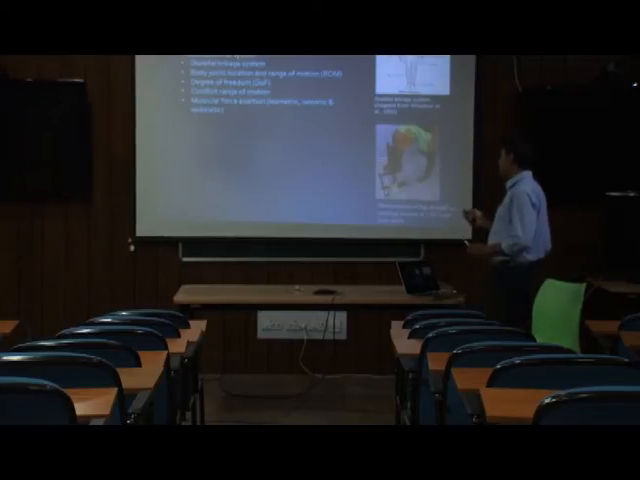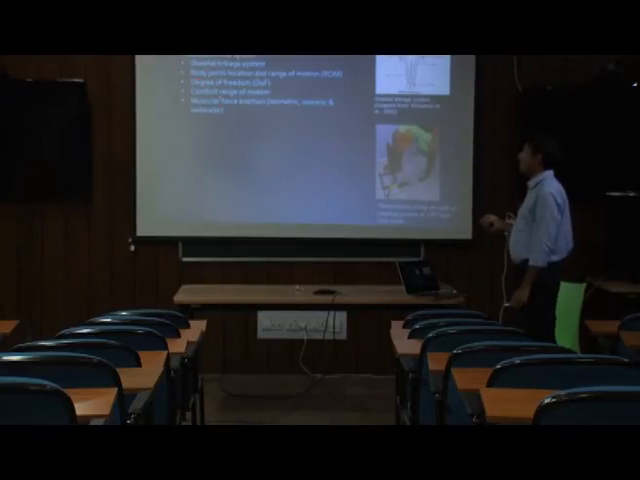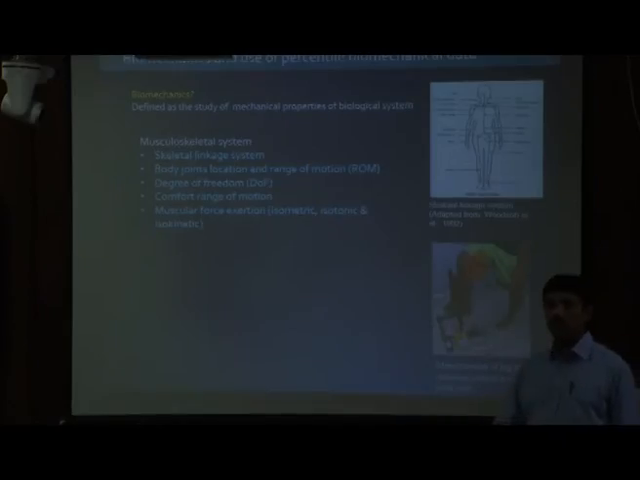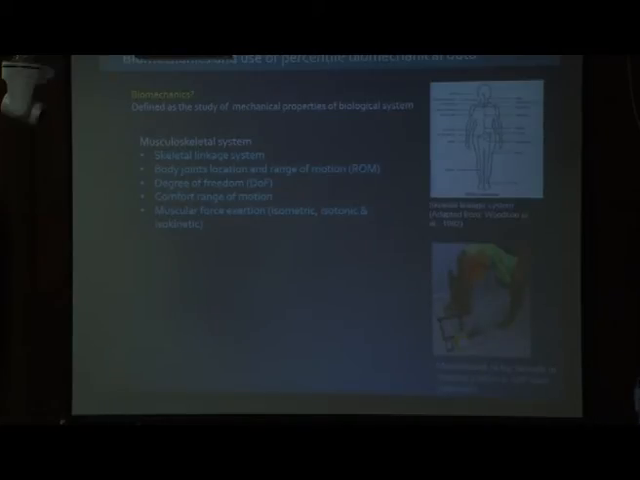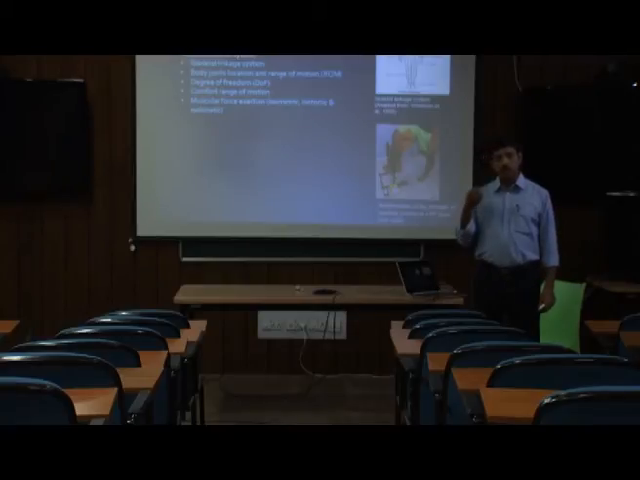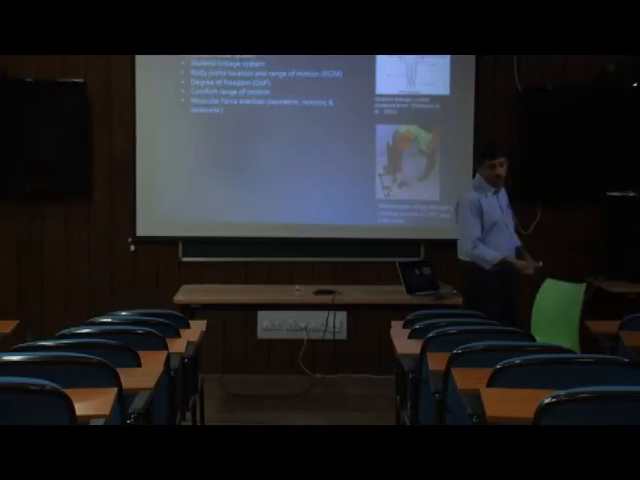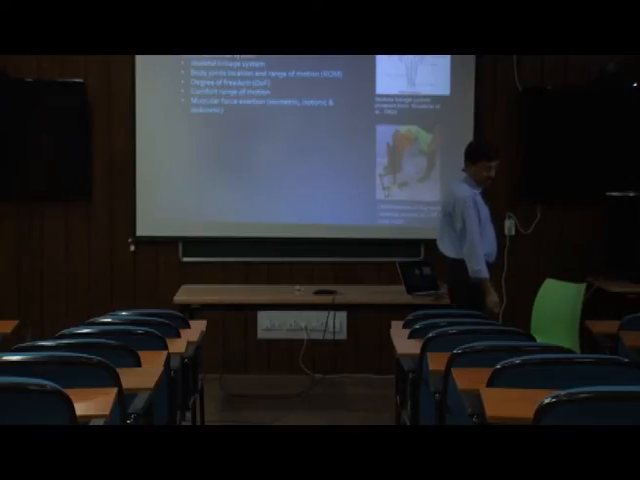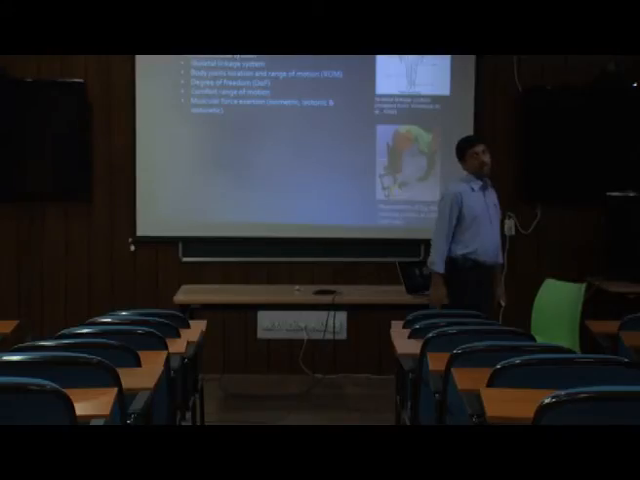So out of the total range of motion, we need to define also the comfort range. Out of the total range of motion of a body joint, we have to define a specific joint. For a particular joint, say the elbow joint, if this is the total range of motion, we can consider this as 0 degree and this as say 120 degree. Within this range, we are mentioning only this mid portion, 80 degree to 110 degree, within which it is comfortable.